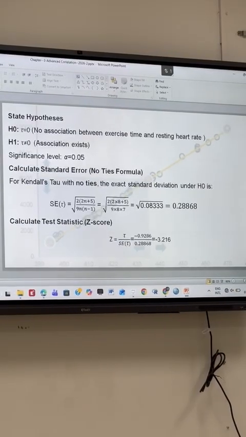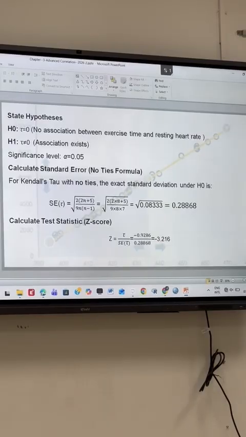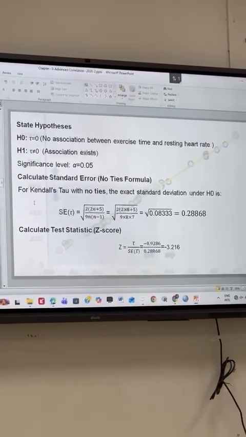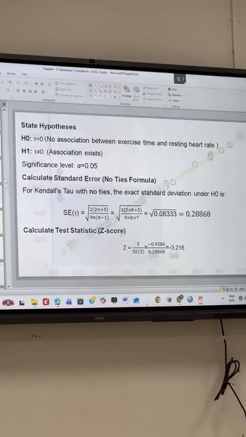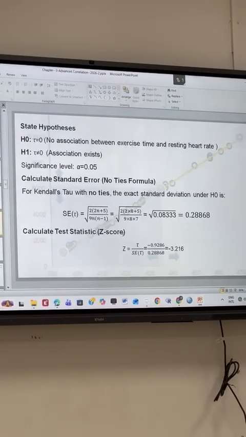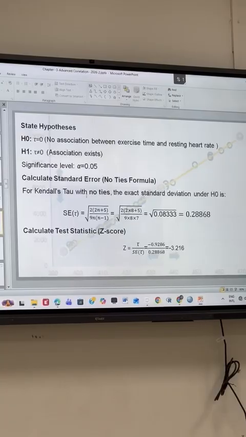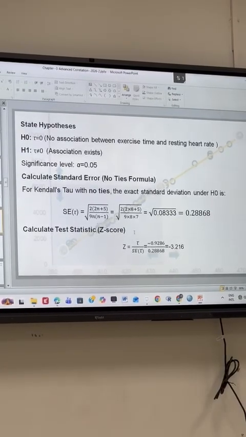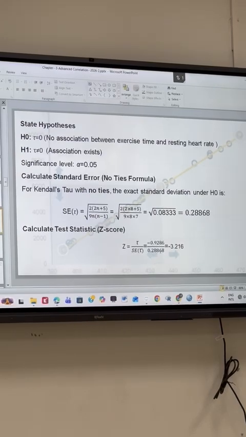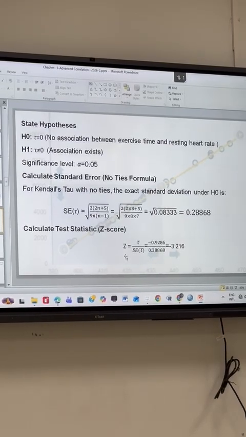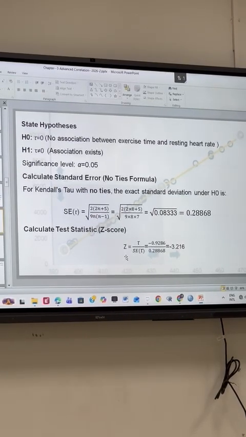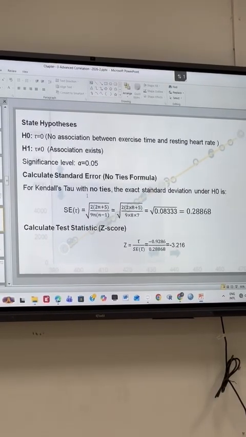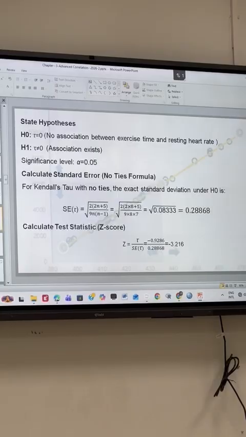They give multiple choice, yes? All multiple choice. Next question in examination: what is the value of test statistic Z? Or which test is used to test the hypothesis of the Kendall-Tau correlation coefficient? To test the Kendall-Tau correlation coefficient, we use the Z test. Z is tau upon the standard error of tau. So we use this formula.